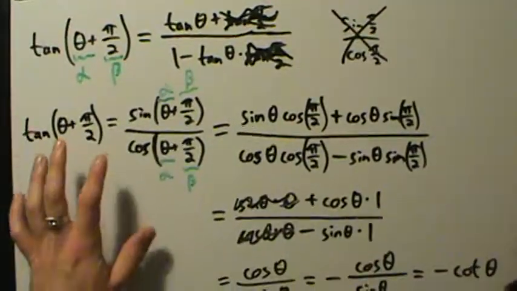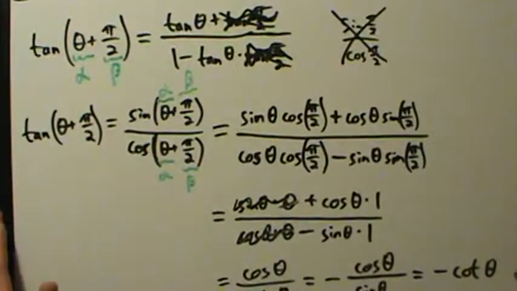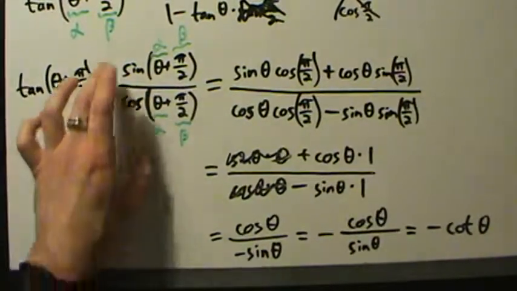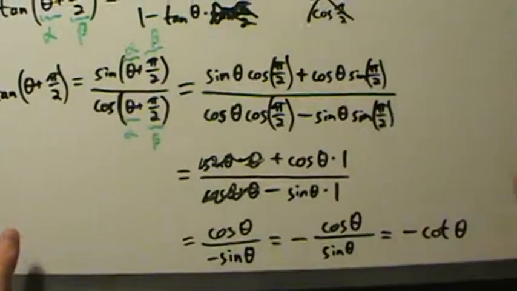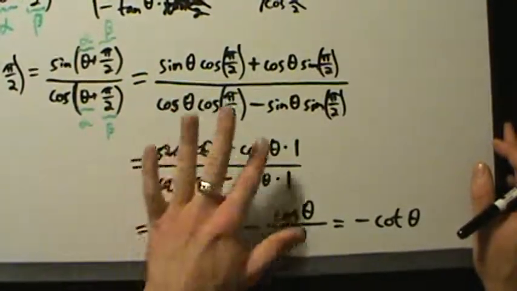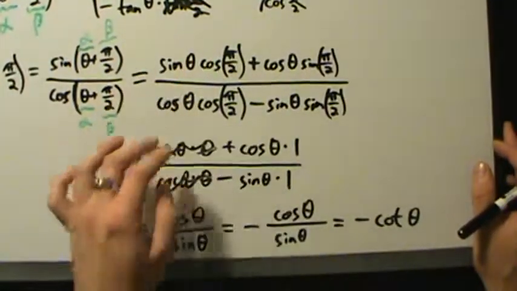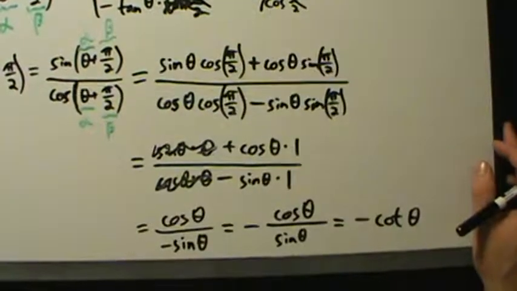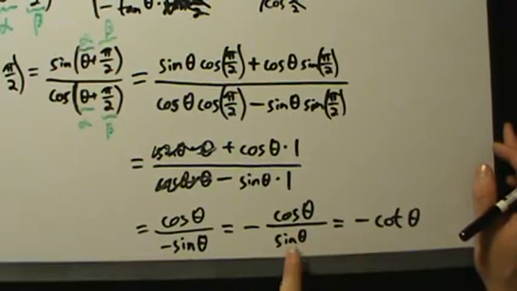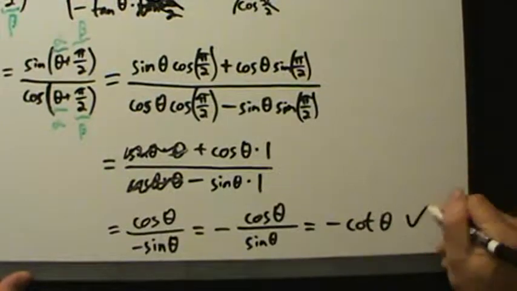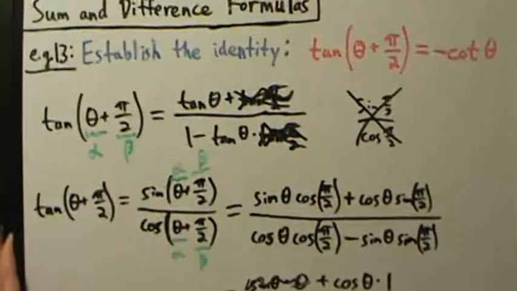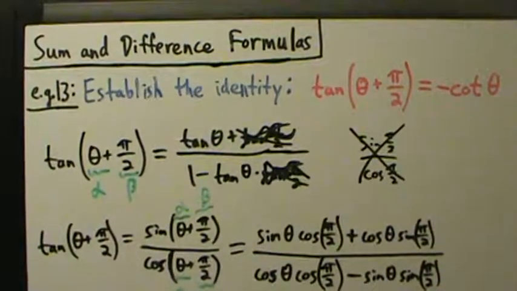And just remember that tangent is sine divided by cosine. So then we can just use this fact here and use these other formulas here. And evaluate using the unit circle. Cosine of pi over 2 is 0, sine of pi over 2 is 1. Simplify, remember that cotangent is cosine divided by sine, and that's it. So that's example 13 of using sum and difference formulas.